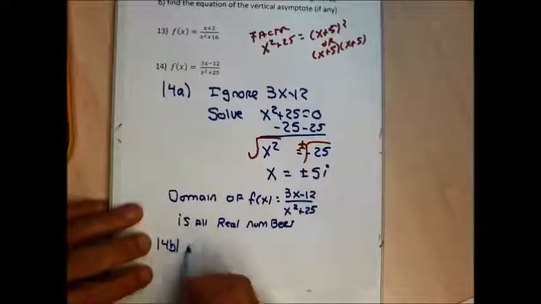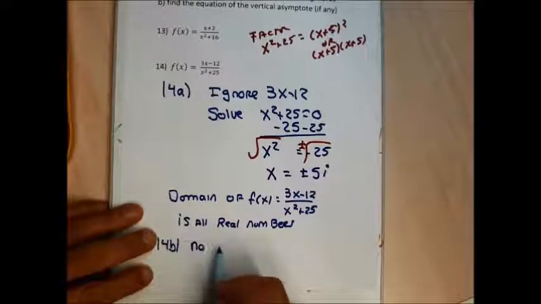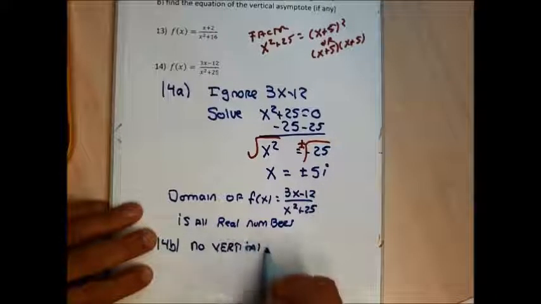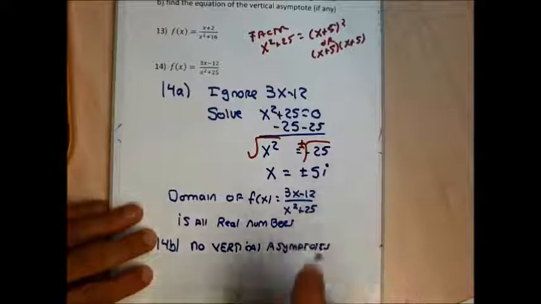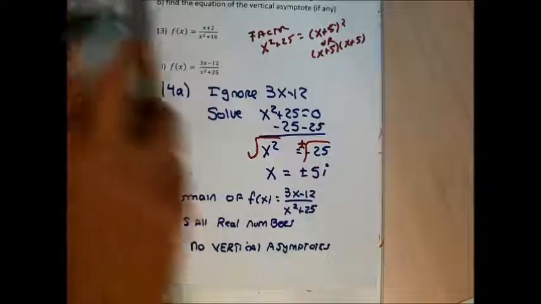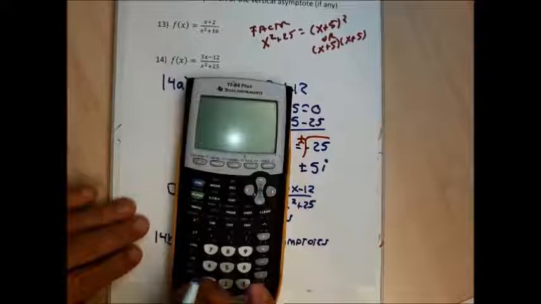So for 14b, since there's no numbers I'm excluding from the domain that are real numbers, the graph won't have any vertical asymptotes. I guess it wouldn't be wrong to say there's a vertical asymptote at positive and negative 5i, but it won't show up on the graph because our graphs don't have i's on them.